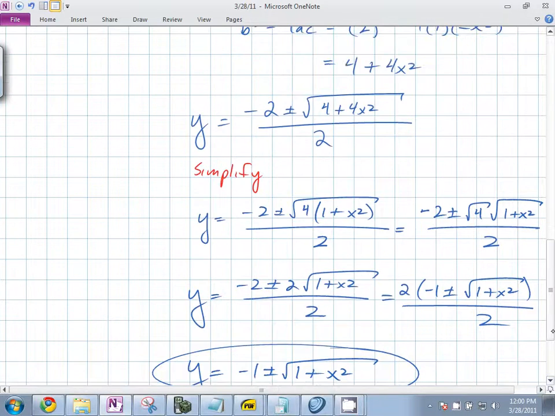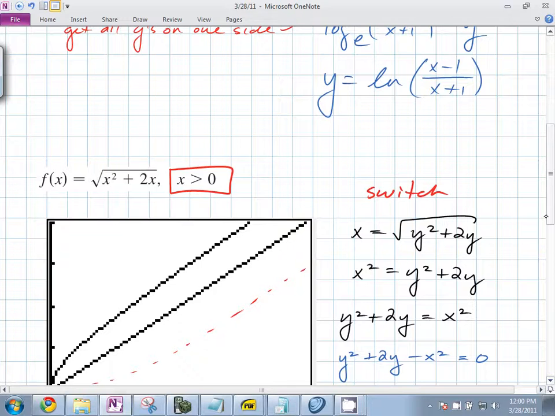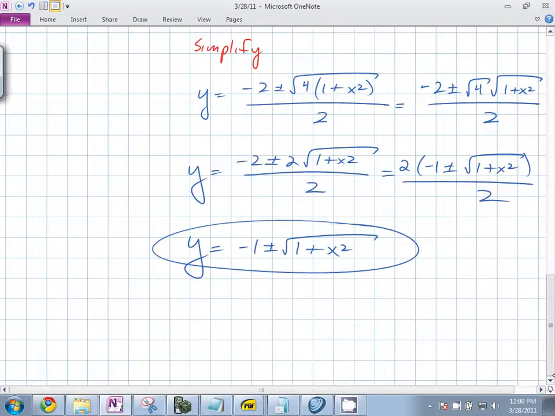Let's go back. What does it tell us that this is the domain, right? So that means it's telling us that the domain is x greater than 0. What does that tell us about the inverse? The range is what? y such that? 0, exactly. So y has to be greater than 0.